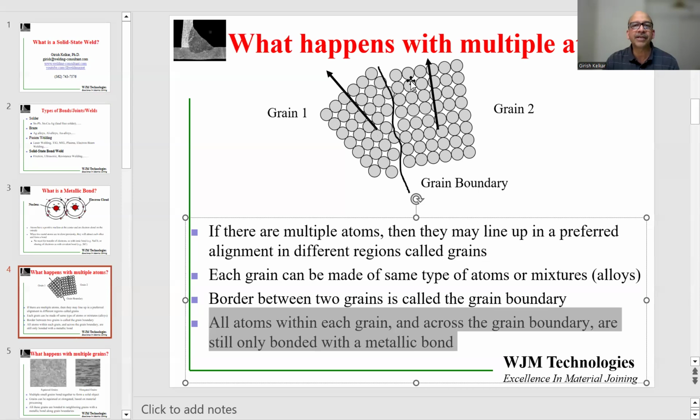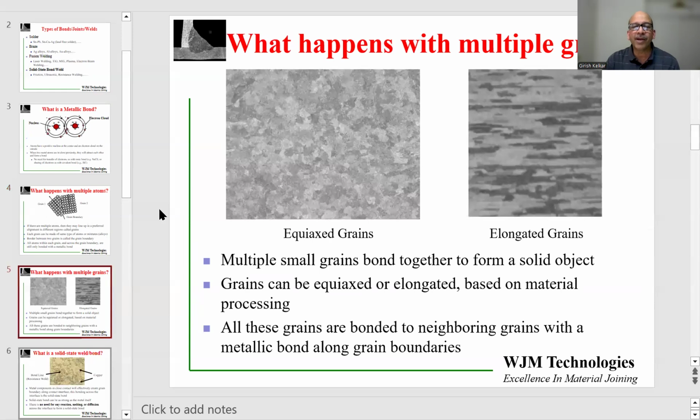Now, in this schematic, I'm showing you two grains. In reality, a component might have thousands or millions of grains. So here I'm showing you a cross section of a structure with equiaxed grains. That means the grains have the same approximate dimension in all directions. And here we are showing a structure with elongated grains. That means the grains have been pulled in one direction and they appear like strings. This is in cross section.